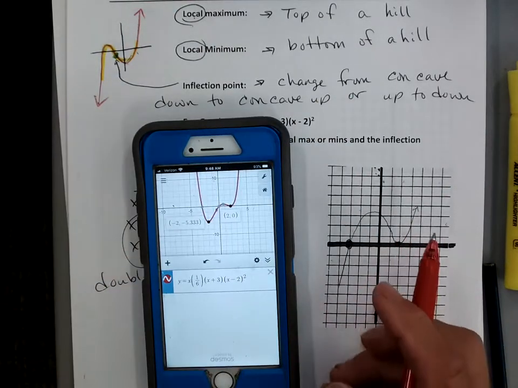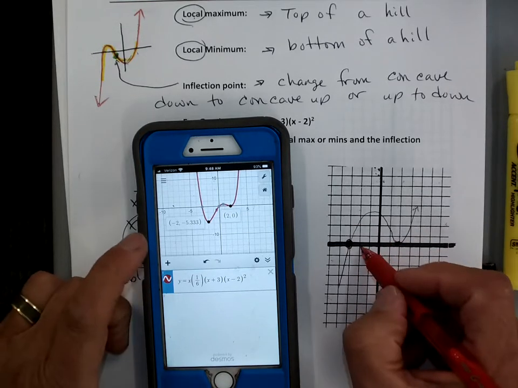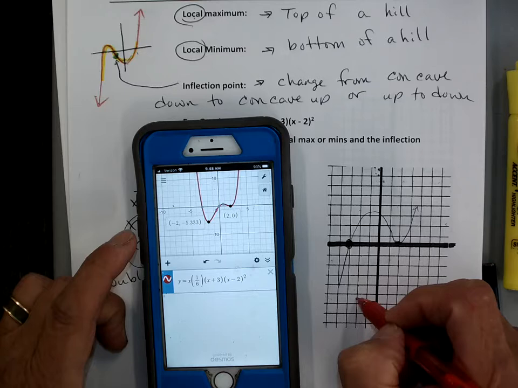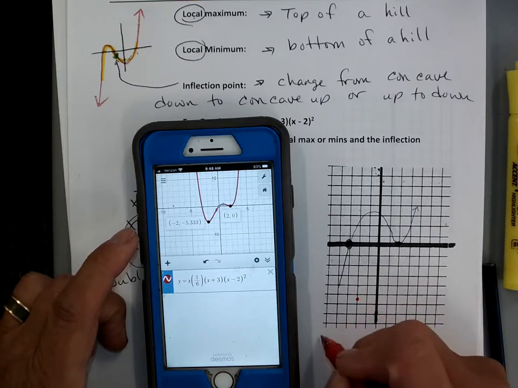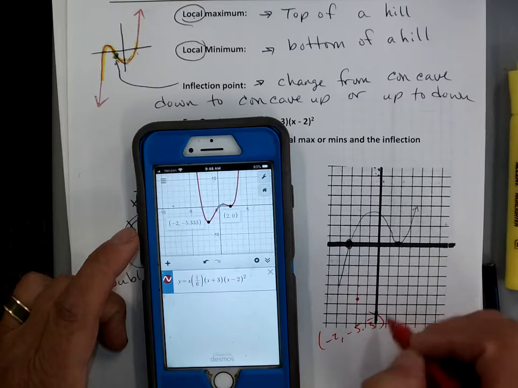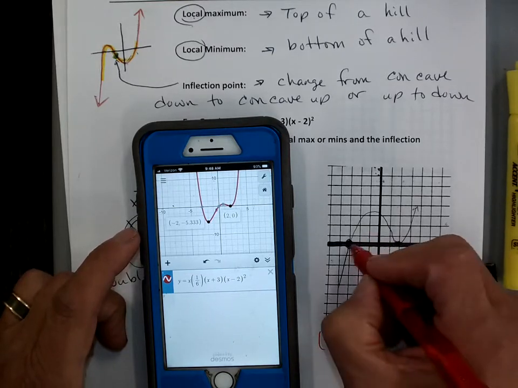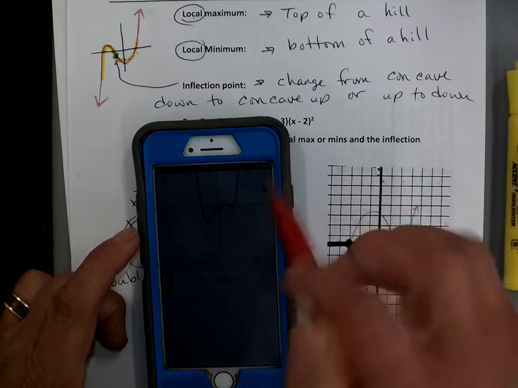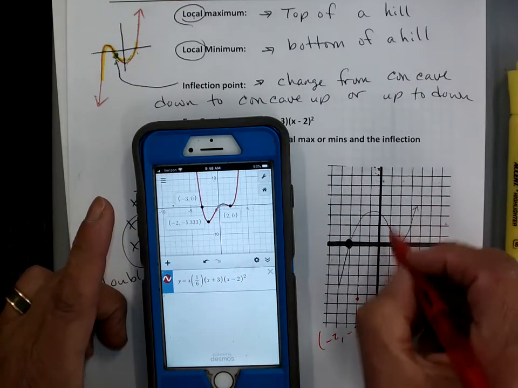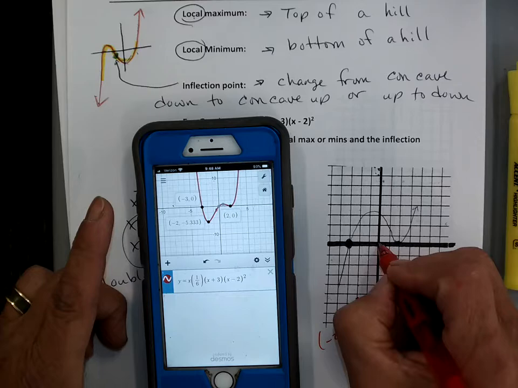So let's go to a minimum of -2, 1, 2, 3, 4, 5.3. There's my minimum at -2, -5.3. I'm going to have, there's my zero. I knew that. My other zero's at 0. Go through here.